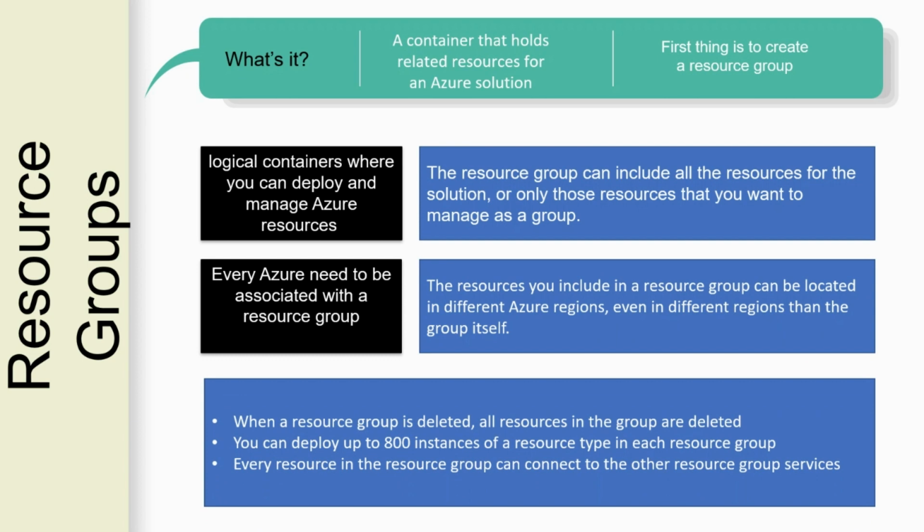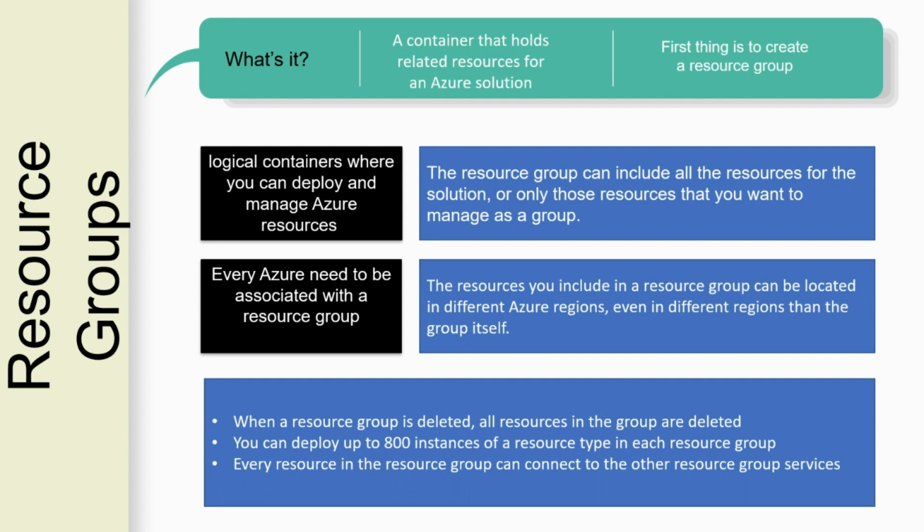And another few important things about the resource groups, which include number one, Azure resource groups can be used to provide role-based access control to the resources within that group. When a resource group is deleted, all the resources in the group are deleted. You can deploy a maximum of 800 resources or resource instances of a resource type in a resource group. But there are some exceptions to it, but we need not worry much about them.